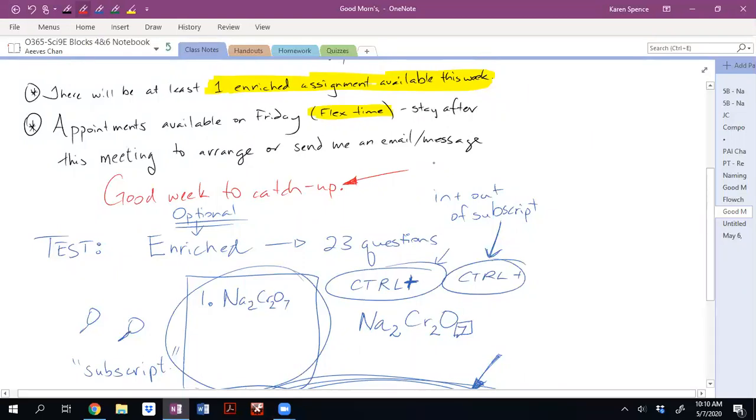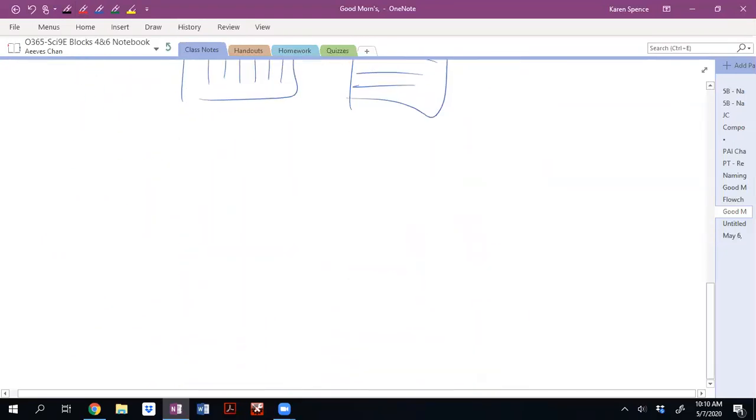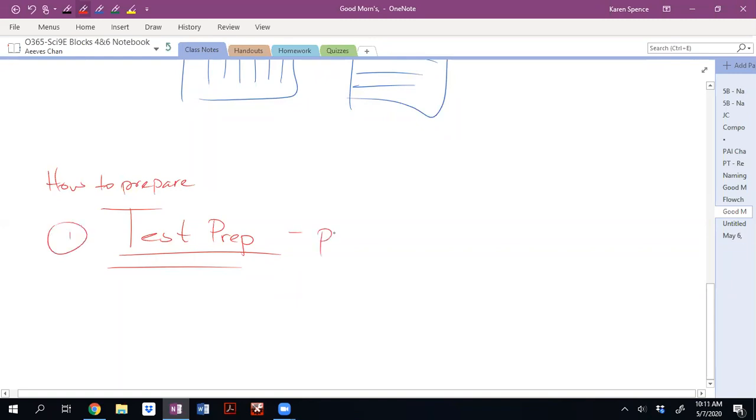Okay, best way to prepare for it. There are documents in that assignment called test prep, and that's just a lot of practice. So how to prepare: you're going to do the test prep. These are practice worksheets. Number two, if you're working through the test prep and you have questions, you are going to ask your questions.